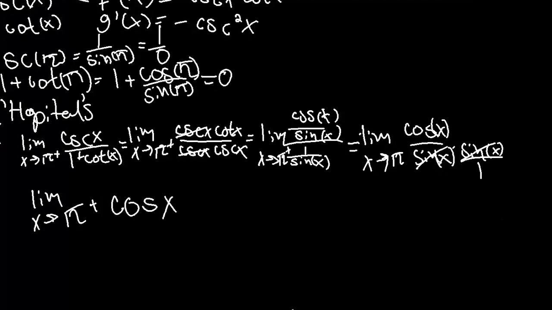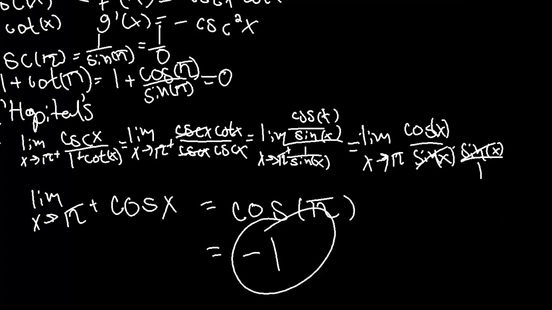Now we can plug in pi. So we have cosine of pi, and we know that cosine of pi is just equal to -1, right? And this is the answer to your limit.